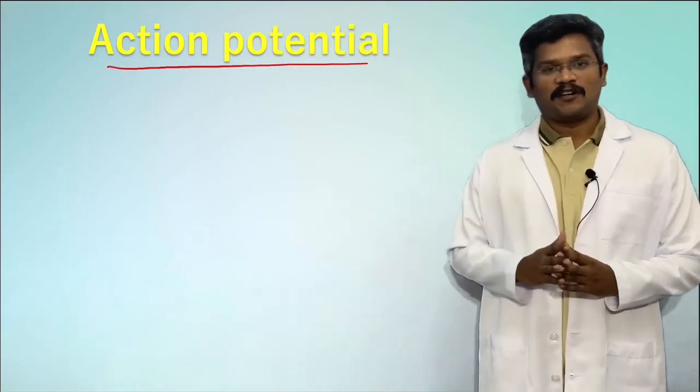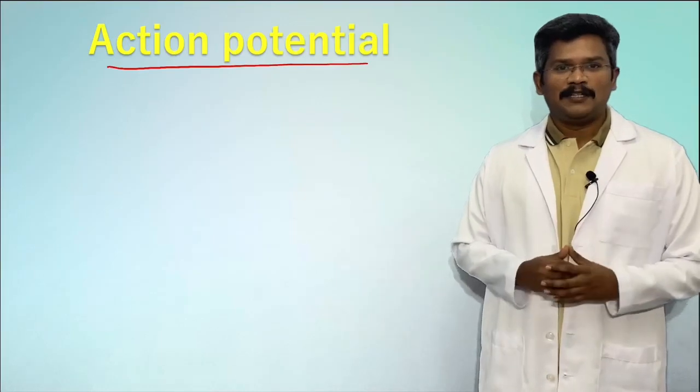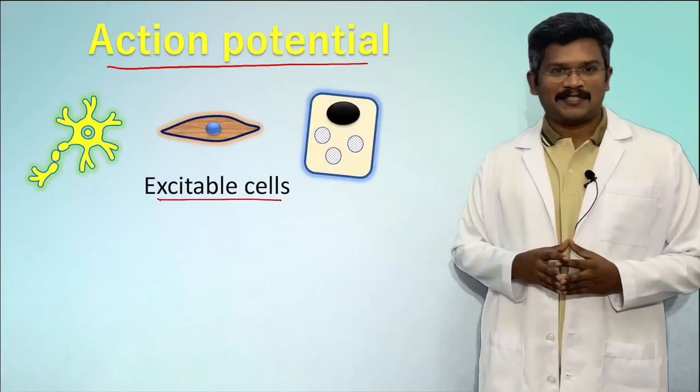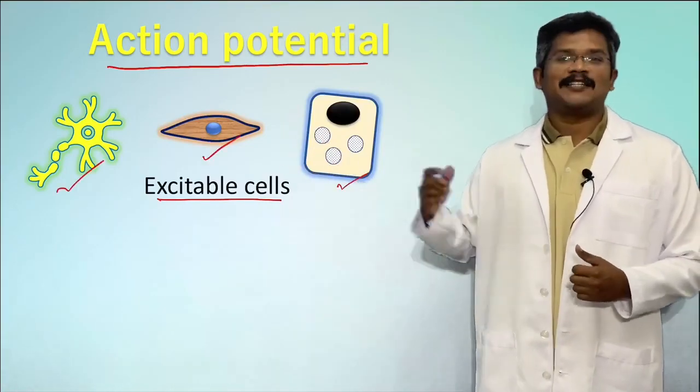Action potentials are rapid changes in membrane potential which spread along the cell membrane. The cells which can generate action potentials are called excitable cells. Neurons, muscle cells and certain endocrine cells are excitable cells.